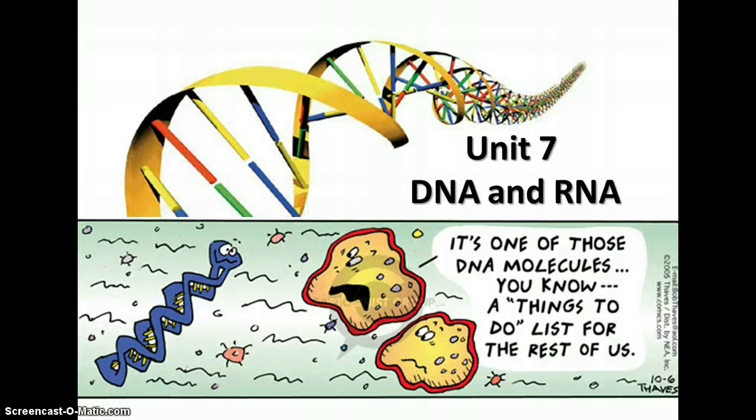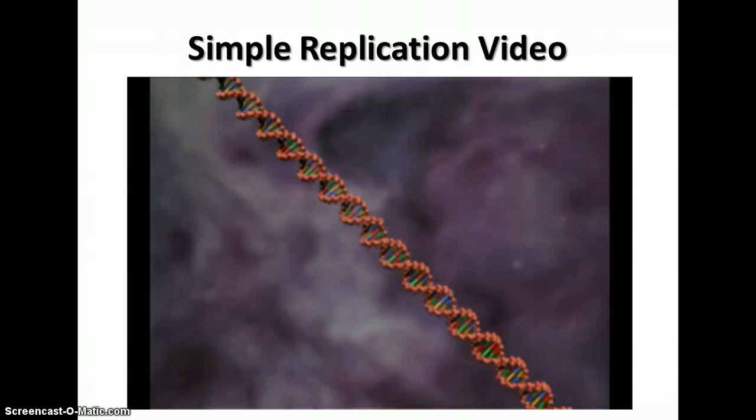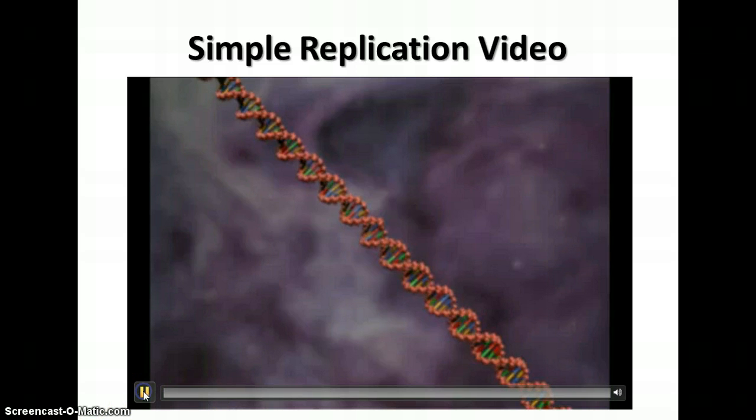This is Unit 7 Notes, Part 2, DNA and RNA. This particular part is about DNA replication and RNA structure. We're going to begin with a video showing you basically what happens with replication, and then I'll explain to you what's going on in the video.